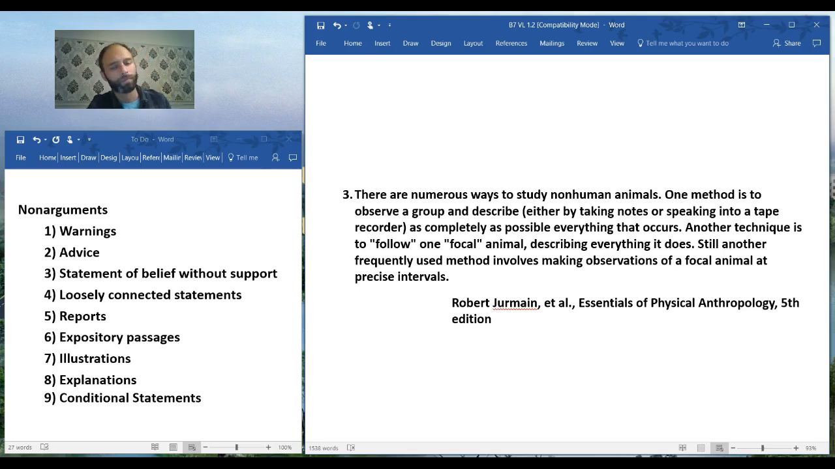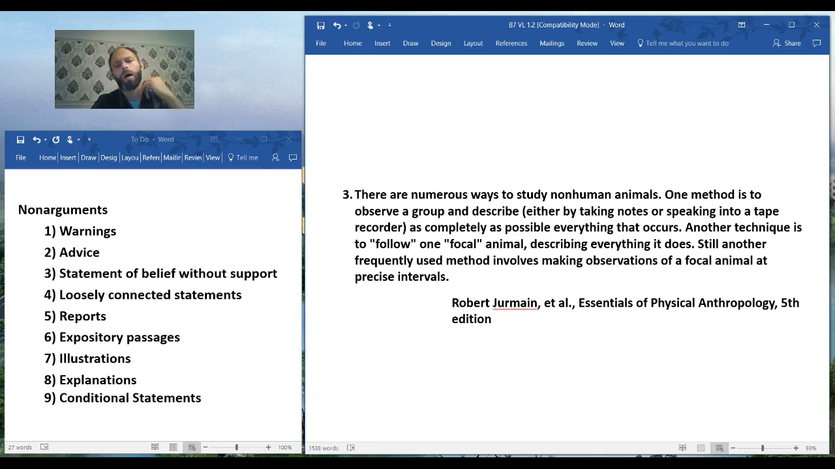All right, if this was going to be an argument, then it seems like the conclusion would be the first statement, there are numerous ways to study non-human animals, but that seems like it would be a weird thing to try to prove, right? It seems pretty obvious that there would be lots of ways to study animals. So it's probably not going to be an argument. But now we have to figure out what kind of non-argument it is.